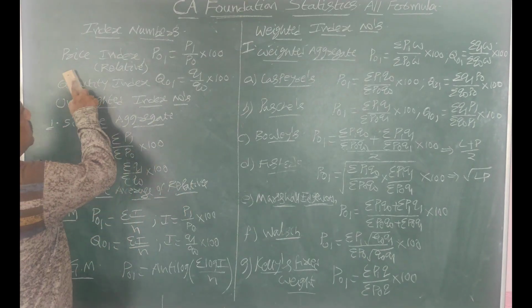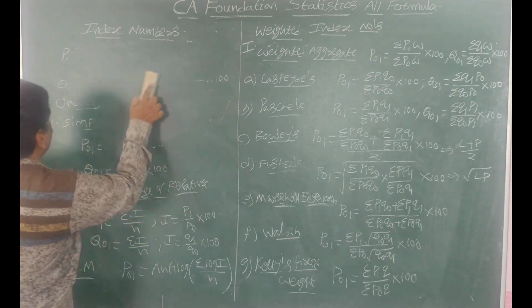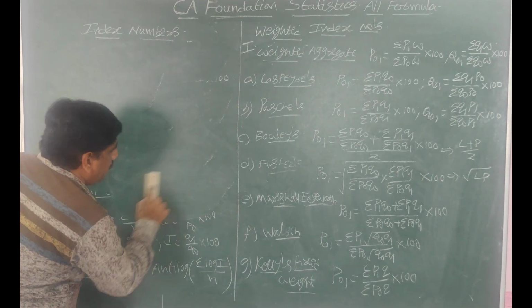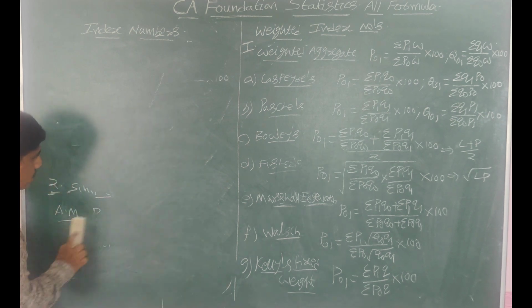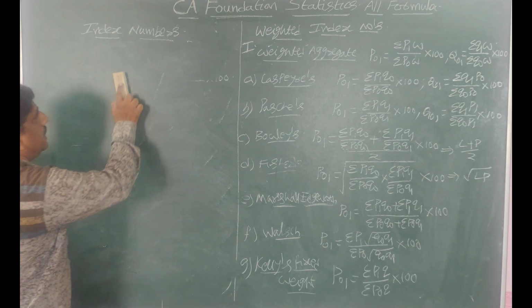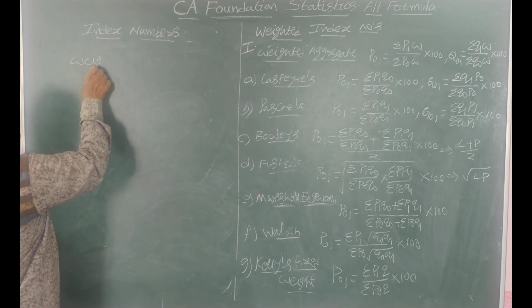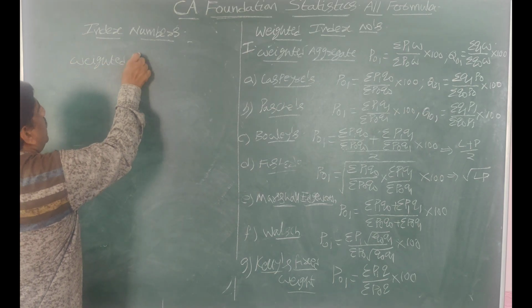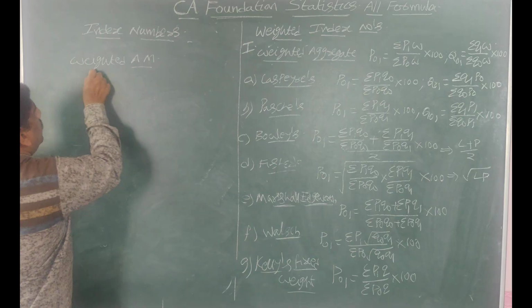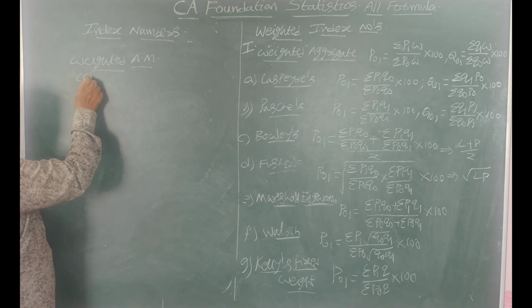In weighted index numbers, we have another formula, weighted average of relatives. Weighted average of relatives means again you have to consider relatives and weighted averages. So, in weighted average of relatives, the first formula is weighted AM. Weighted AM is also known as the general index.